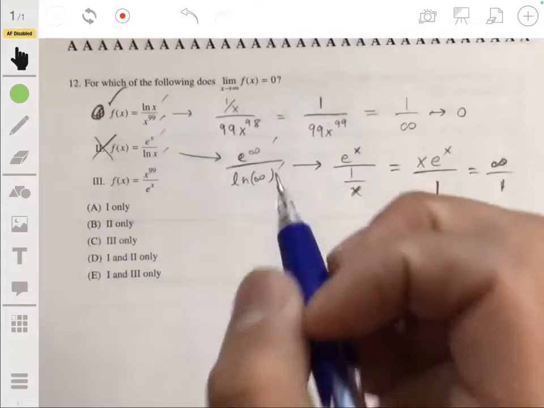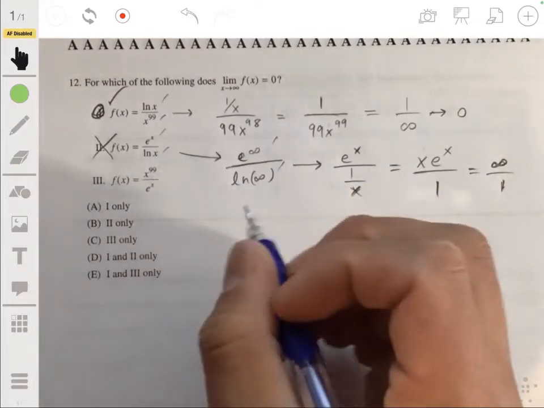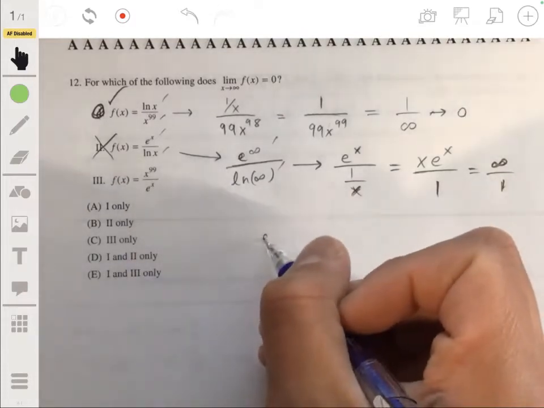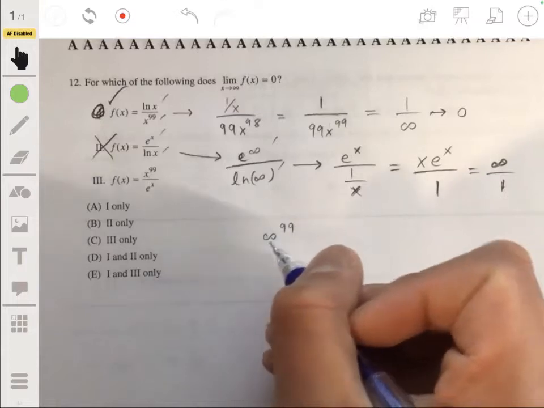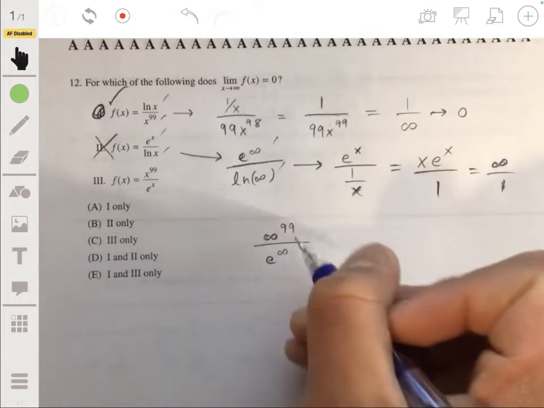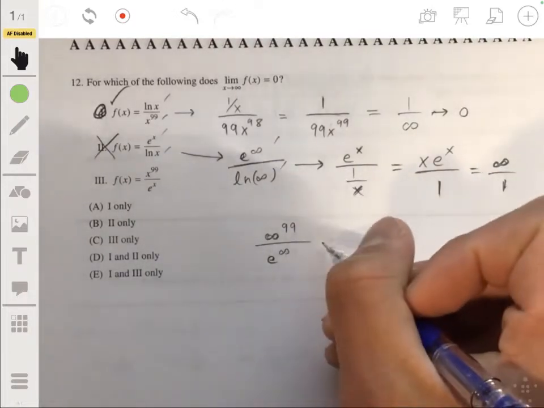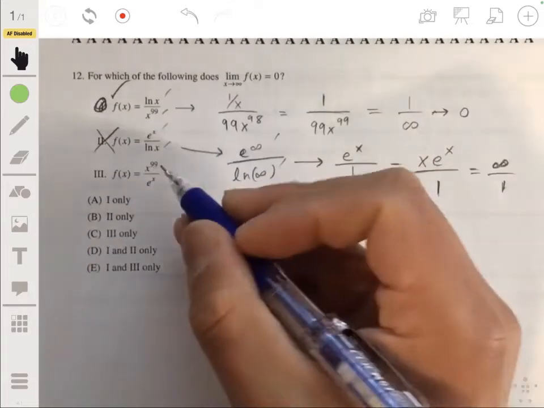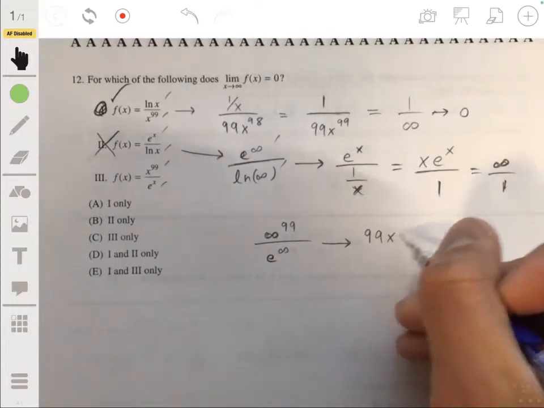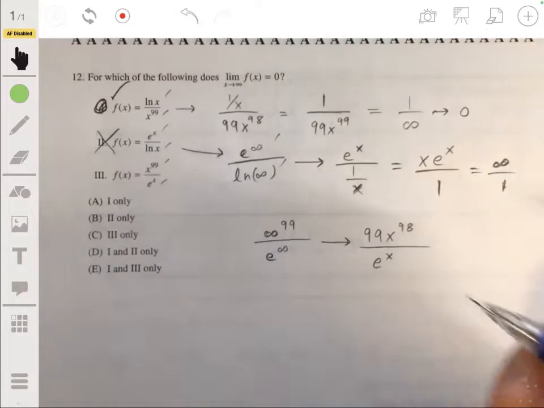Now let's see if the third one checks out as well. Again, if we plug in infinity into both the bottom and top, or plug in a very big number, we get infinity to the 99th over e to the infinity. So you're going to get a big number over a big number again. It's not going to be clear. So let's take L'Hopital's rule. Take the derivative of the top, take the derivative of the bottom. We'll get 99x to the 98th over e to the x.